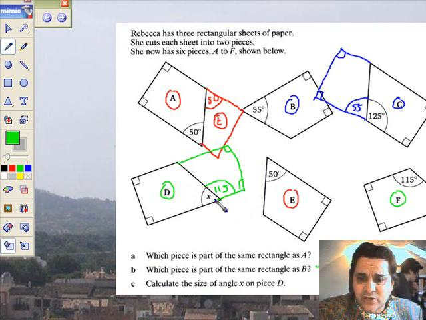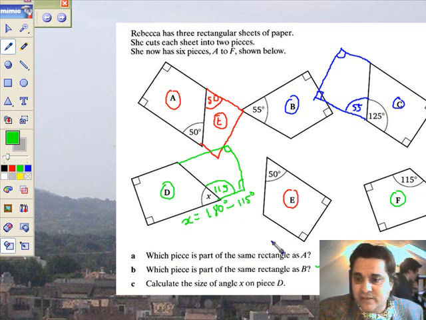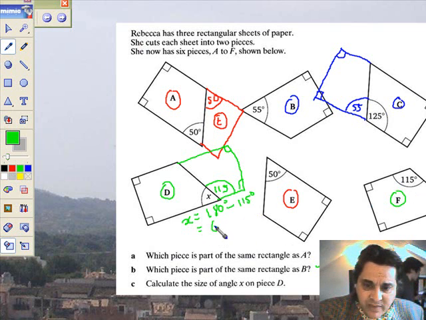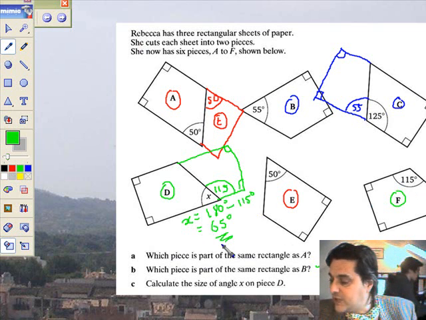Now the 115 degrees plus my X comes to 180 degrees altogether. So therefore X is going to be 180, take away the 115 degrees inherited from shape F. That will give me 65 degrees for angle X alone. And I think I'll stop there as a mini assess, and that's unit 2 over for foundation level, unit 3 next.